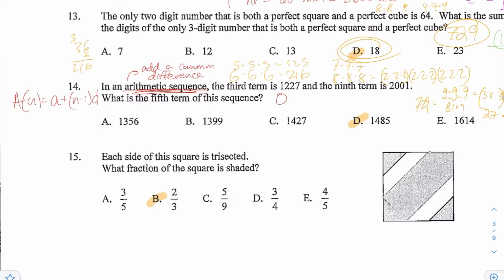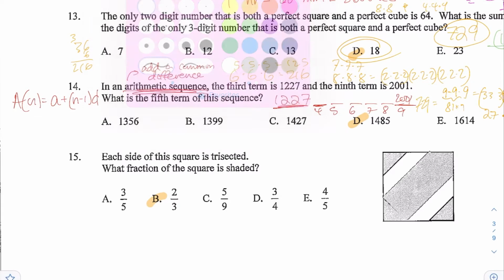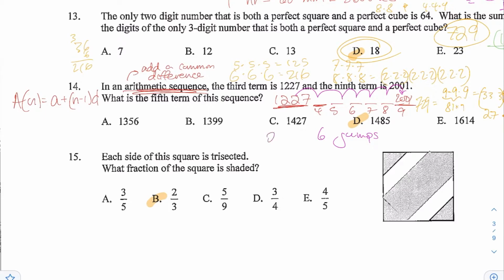Now you can also just write out the third term, fourth, fifth, sixth, seventh, so 4, 5, 6, 7, 8, and the ninth term is 2001. So when you count how many jumps you have, 1, 2, 3, 4, 5, 6 jumps. And in these 6 jumps, you have to increase the sum by the common difference.